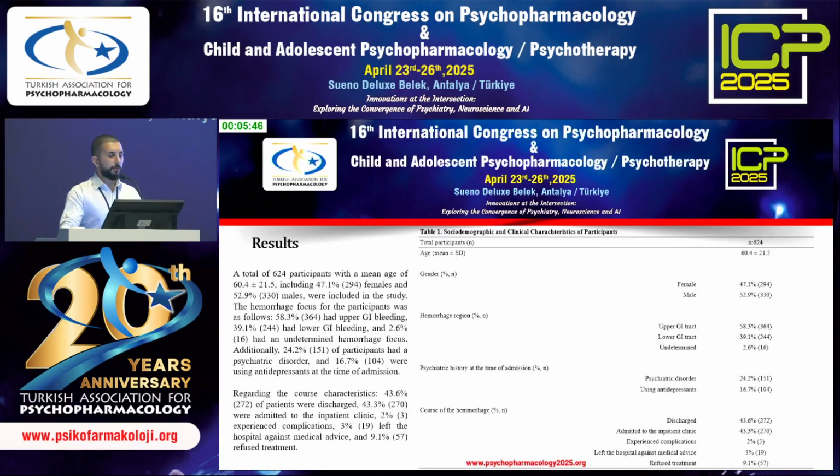Here you can see the results. A total of 624 participants with a mean age of 60.4 were included in the study, 47.1% female, which is 294, and 52.9% male, which is 330. The hemorrhage focus of the patients was as follows: 58.3% had upper GI bleeding, 39.1% had lower GI bleeding, and 2.6% had an undetermined hemorrhagic focus. Additionally, 24.2% of participants had a psychiatric disorder, and 16.7% were using antidepressants at the time of admission.